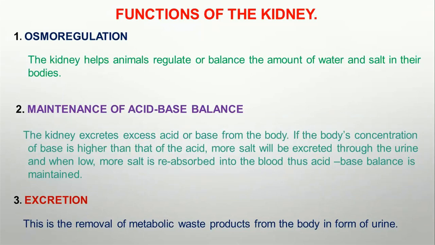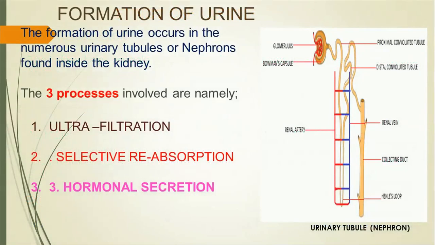Number 3 function is excretion. We already know that excretion is the removal of metabolic waste products from the body of an organism. So when urine is formed, these metabolic products are there, and so they are able to be removed. So let's look at the formation of urine properly.